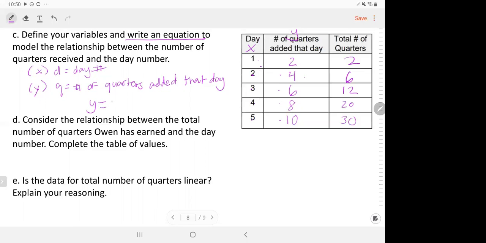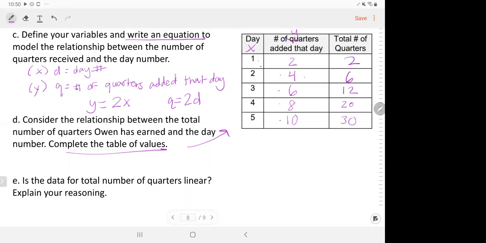So Y, my number of quarters added that day, equals 2 times X. Or if you were using D and Q, you could write Q equals 2 times the day number, okay? And we already completed the table of values. We actually went a little bit out of order here.